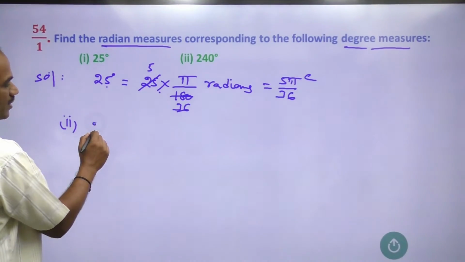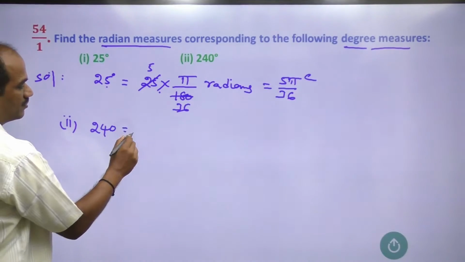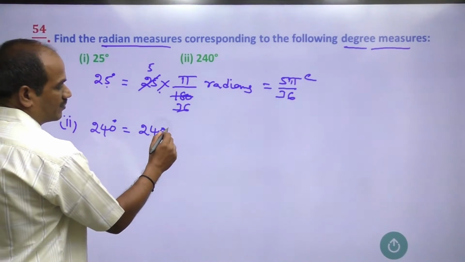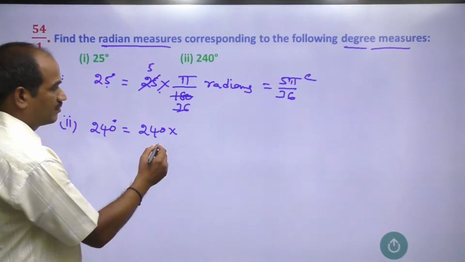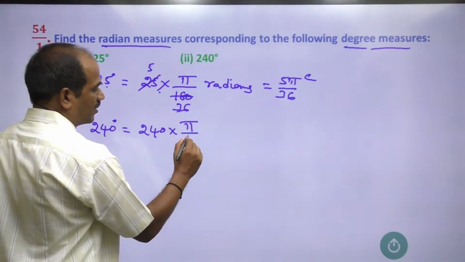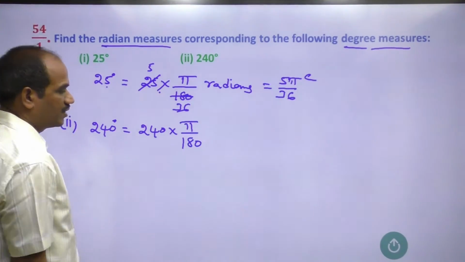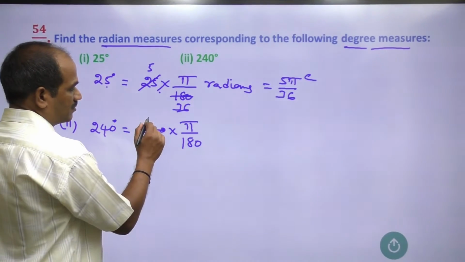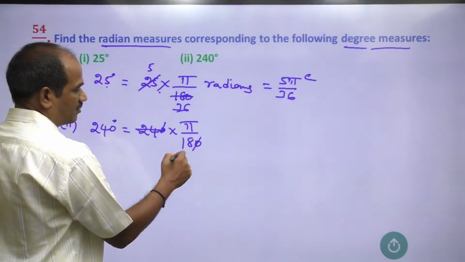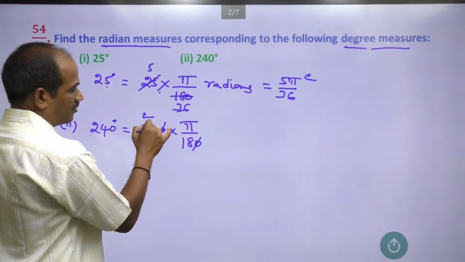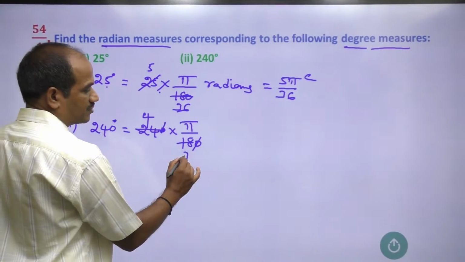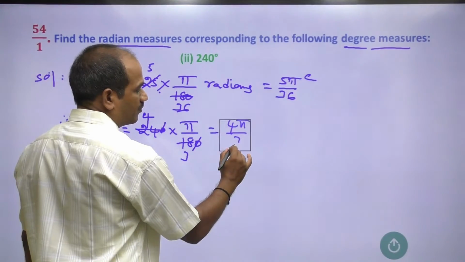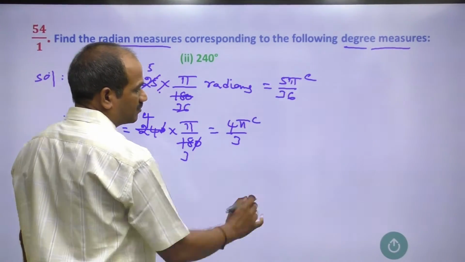Next, the second question. 240 degrees is equal to 240 into pi by 180. Here the 0 cancels. 6 times 4, 6 times 3. So that is equal to 4 pi by 3 radians.